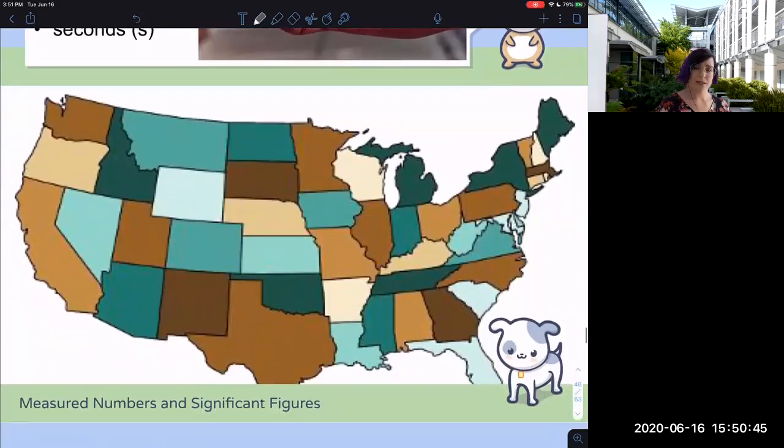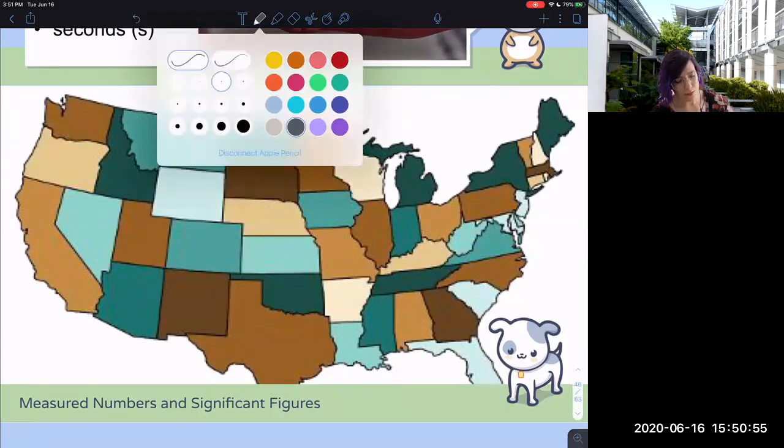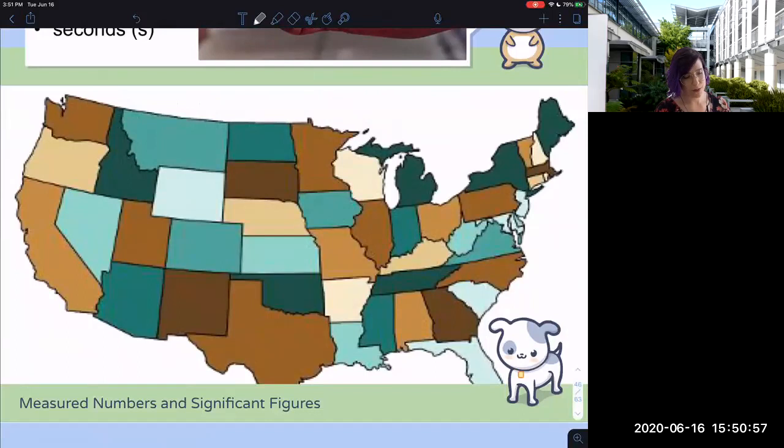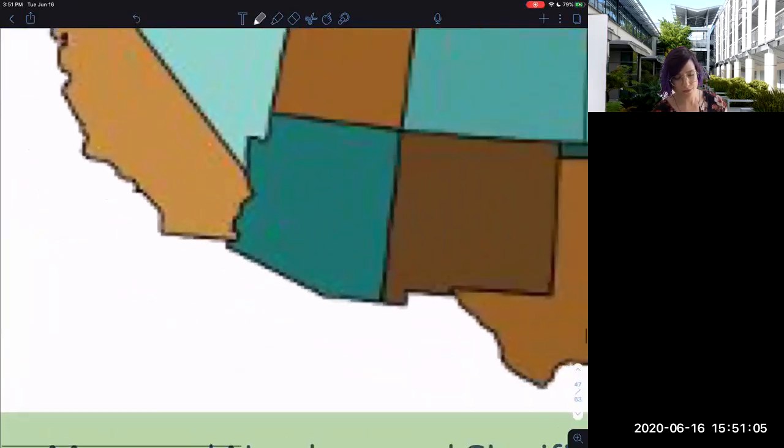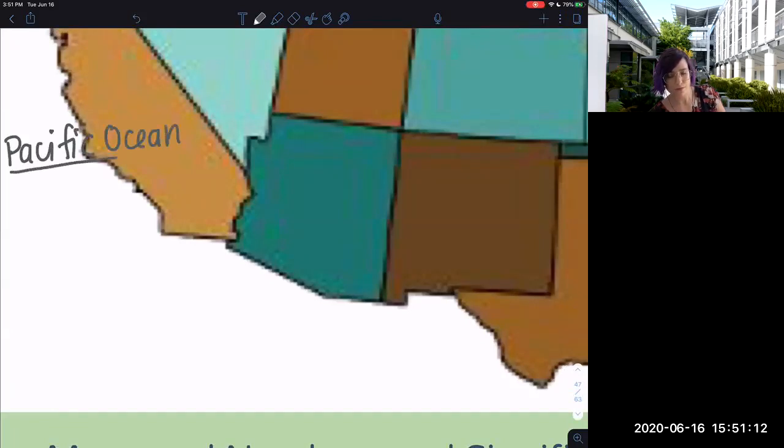We're going to talk about significant figures, and I have this little map here of the lower 48 states, and I am going to show you a couple of rules here with this map. First rule, I'm going to zoom in down here, is the Pacific rule. So here's the Pacific Ocean. It's on the left side where we are. Somewhere right in here, right? Yeah, it's us. We're on the Pacific Ocean.